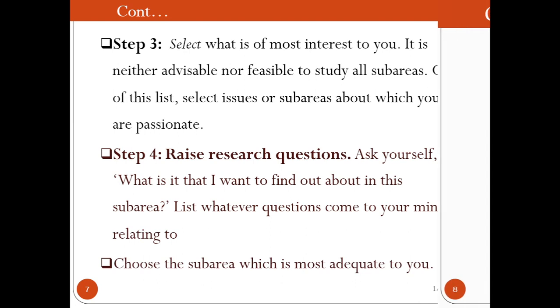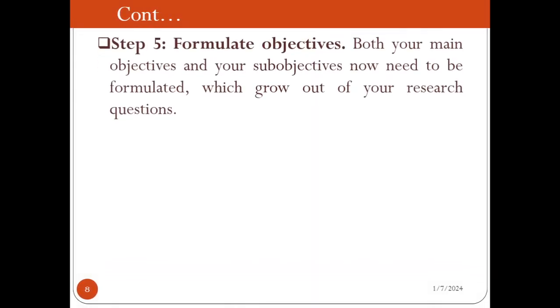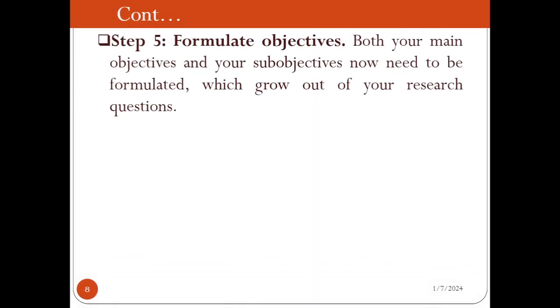So now we are coming to step 5, formulate objectives. Both your main objectives and your sub-objectives now need to be formulated, which grow out of your research question. So now you have asked questions related to your research problem, particularly, is education related to, for example, the level or rate of domestic violence? So that was a question.